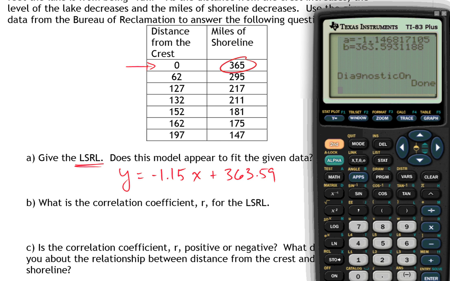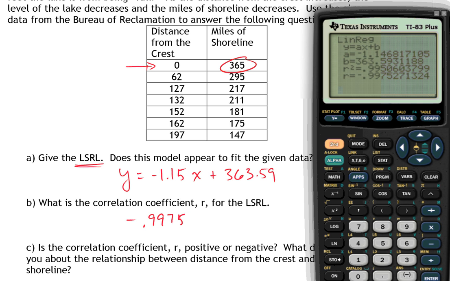Now I'm going to ask it to do the linear regression again, so now I have my diagnostic information. So second, calc, linear regression. Whoops. And when I pull that up, enter, it now gives me my correlation coefficient, r, is negative 0.9975. I'm going to write all that down. Negative 0.9975.